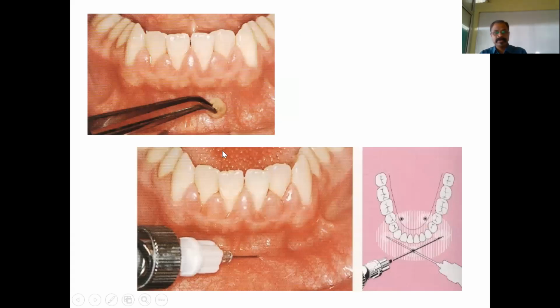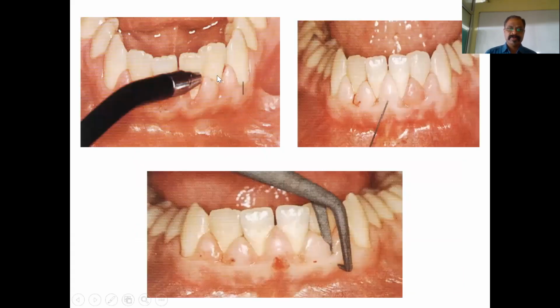Again, you're going to give some topical anesthesia first, and then a local infiltration, or go for a regional block depending on the extent of your surgical area. Then you take an air blower and blow the air to see how much tissue has been separated. Sometimes infiltration of local anesthesia into the papilla will also reduce the bleeding, so you're going to give interpapillary infiltration as well.